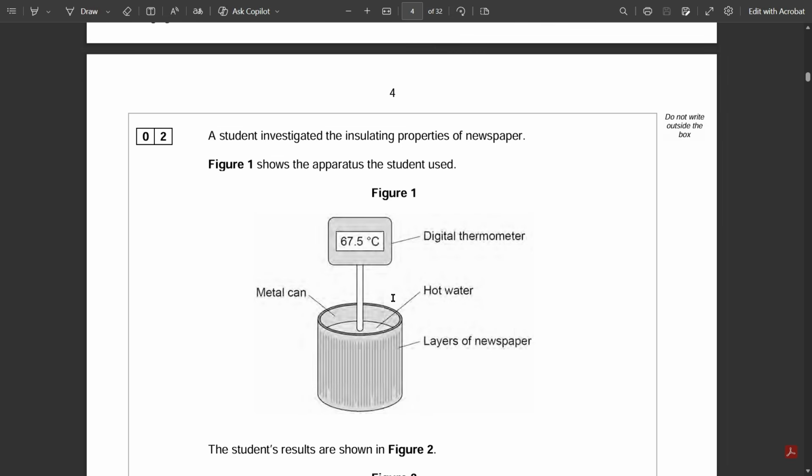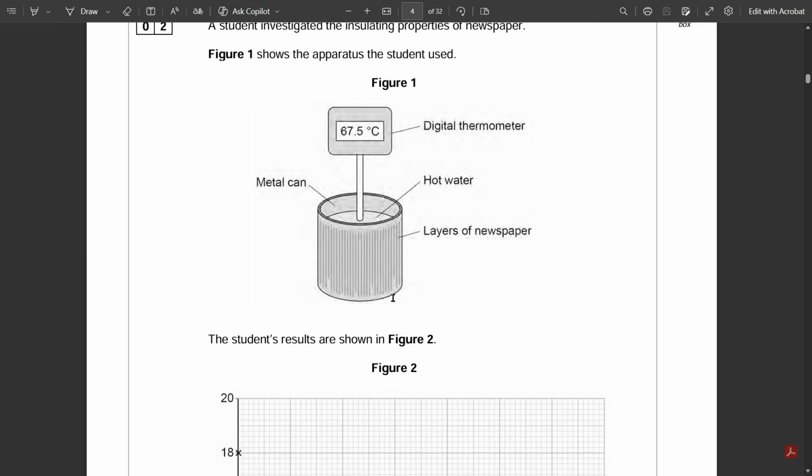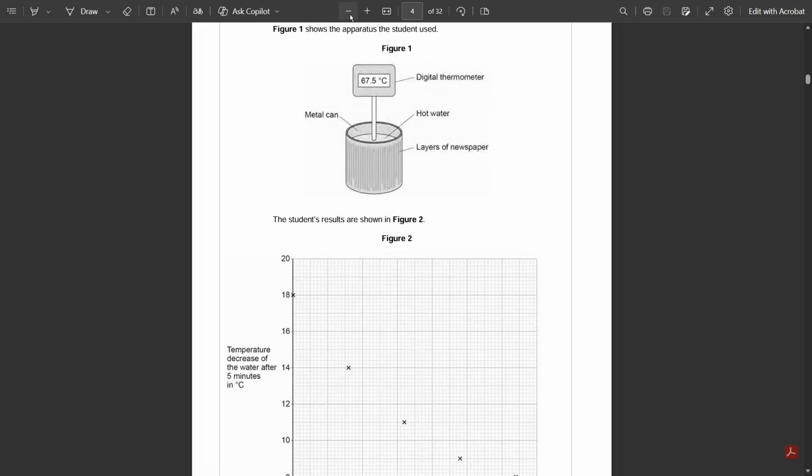And then for question 2, a student investigated the insulating properties of newspapers. Figure 1 shows the apparatus the student used. It's just a digital thermometer, hot water, metal can, and layers of newspaper, and we're shown their results.